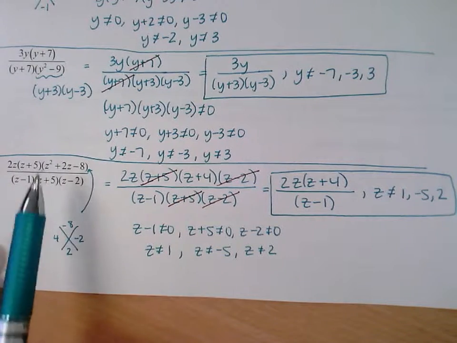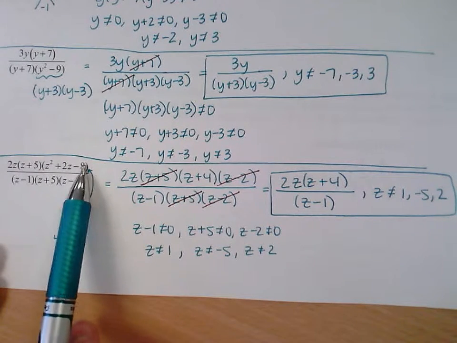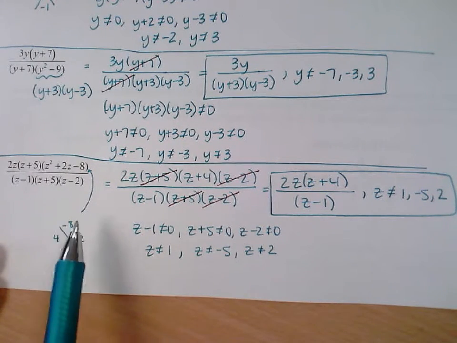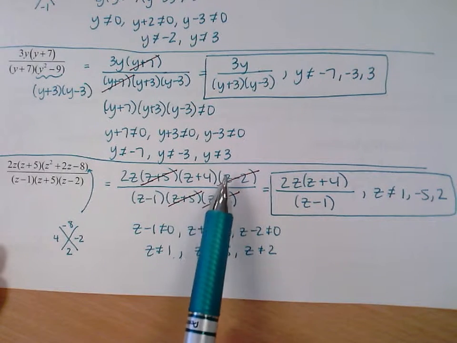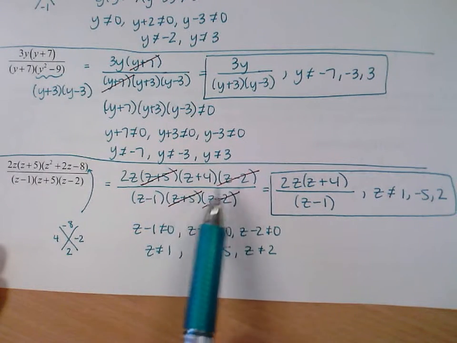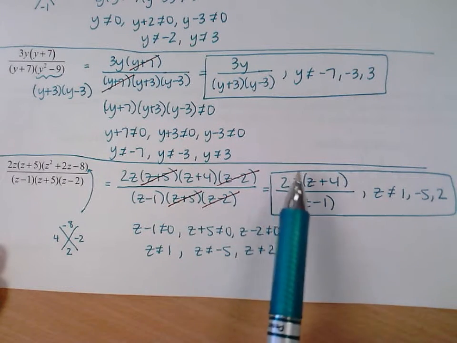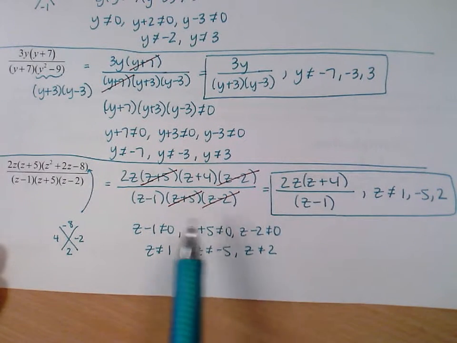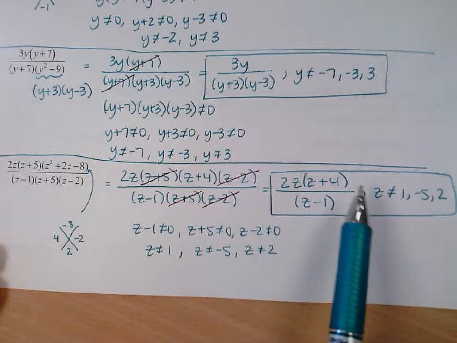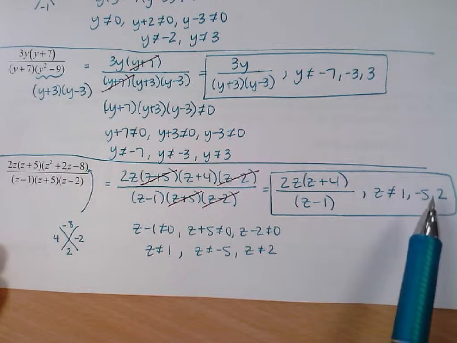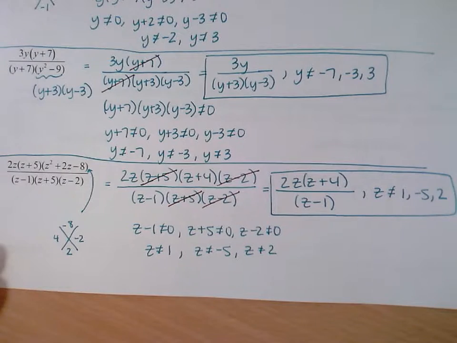So I noticed in the numerator, you can factor this trinomial using the diamond. So that becomes z plus 4 times z minus 2. The z minus 2's cancel, the z plus 5's cancel. So this would be the simplified expression. The denominator can't be 0, so z cannot be positive 1, negative 5, or positive 2.